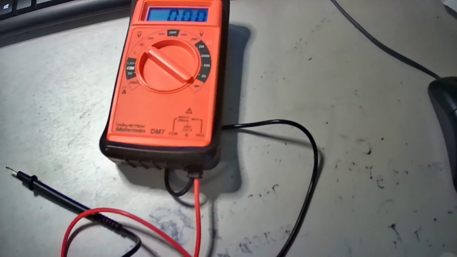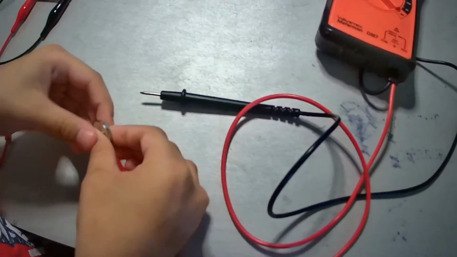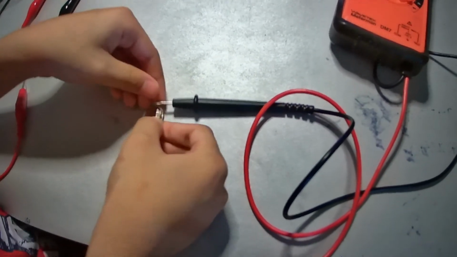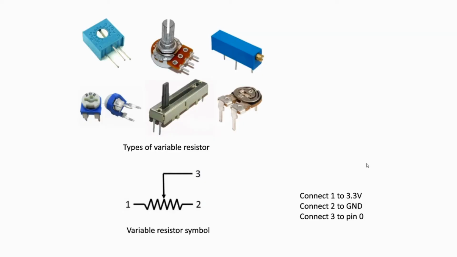And for the multimeter, exact same way. Put the red on the top, black on the bottom. 2.95, just like the micro:bit.